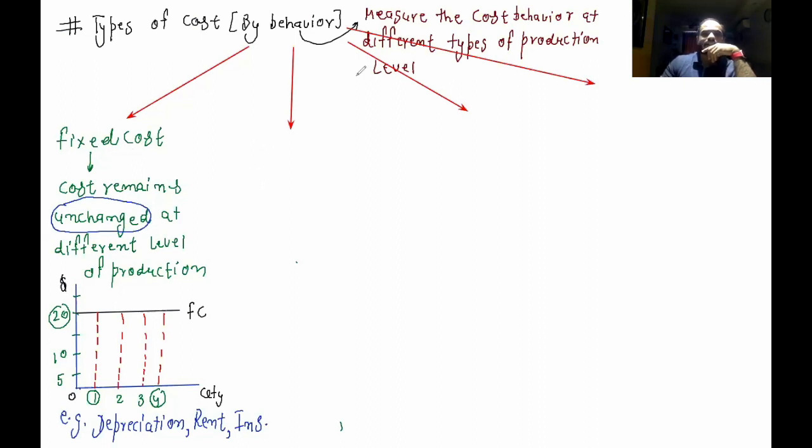Now, next is variable cost. Now, what is the meaning of variable cost? Variable cost is any kind of cost which changes as per the level of production. Different cost at different levels of production.